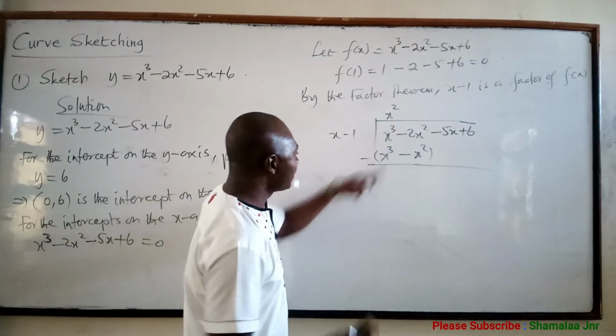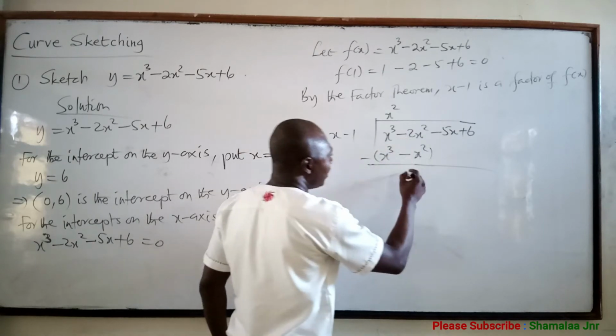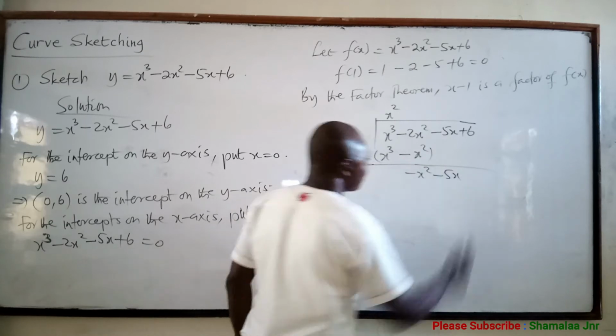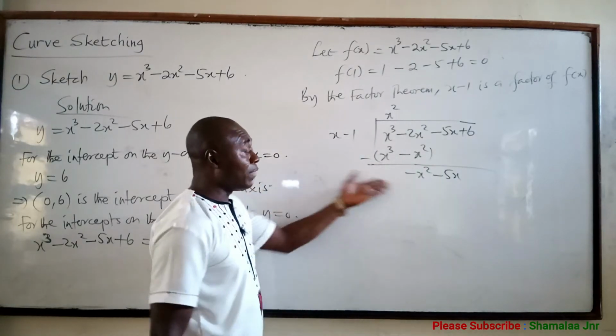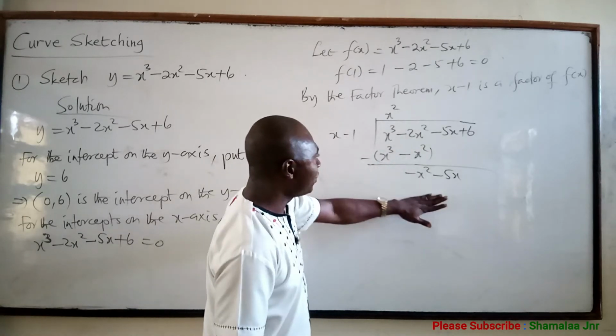x cubed minus x cubed is 0. Negative 2x squared minus x squared, that would be negative x squared. Then bring the next term, negative 5x. Those of you who watched that video on division of polynomials, this will not be a problem to you at all. Okay, so that is this way.